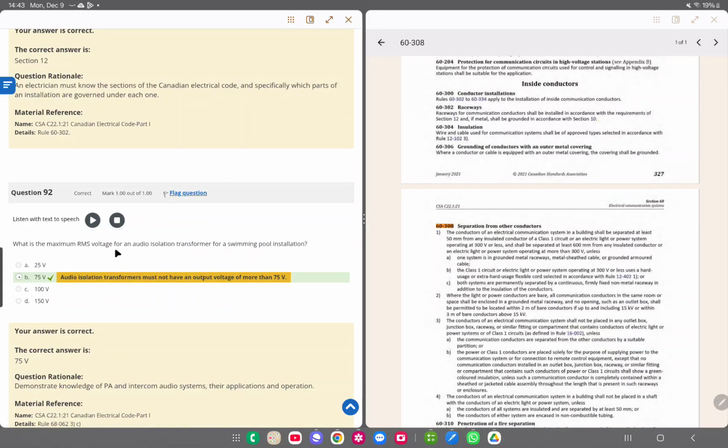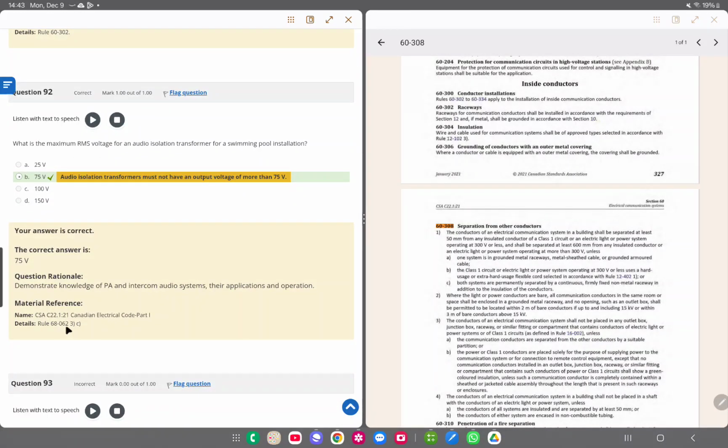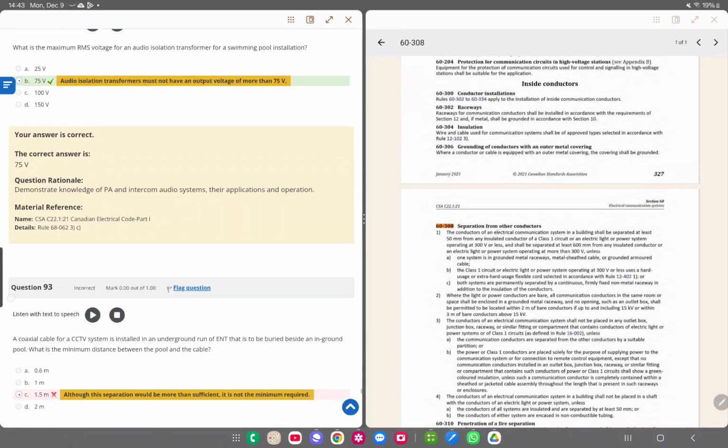What is the maximum RMS voltage for an audio isolation transformer for a swimming pool installation? For this question, I went to the back of the code book in the index and looked up transformers. I saw transformers in section 68, which I know has to do with pools, and rule 68-602 C says audio isolation transformers must not have an output voltage of more than 75 volts.